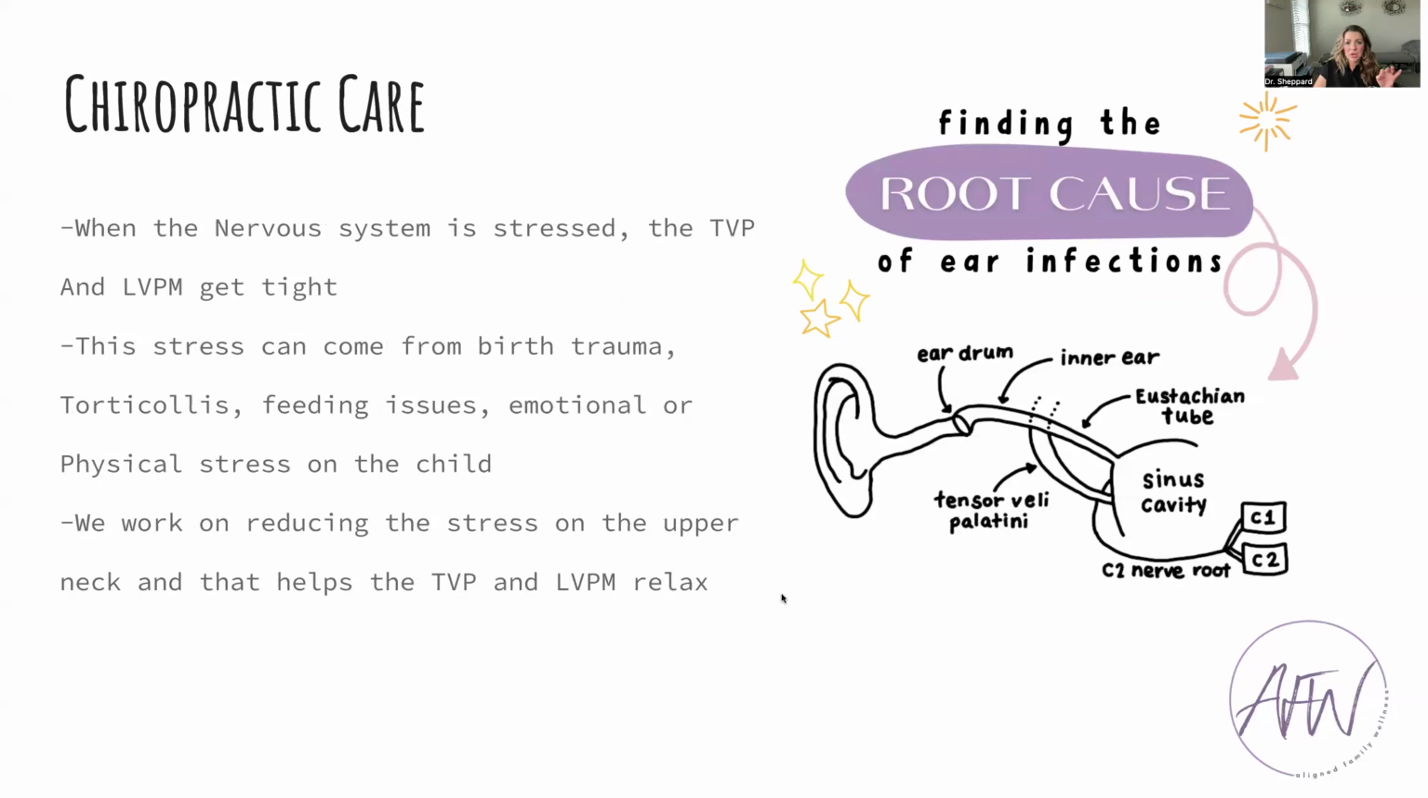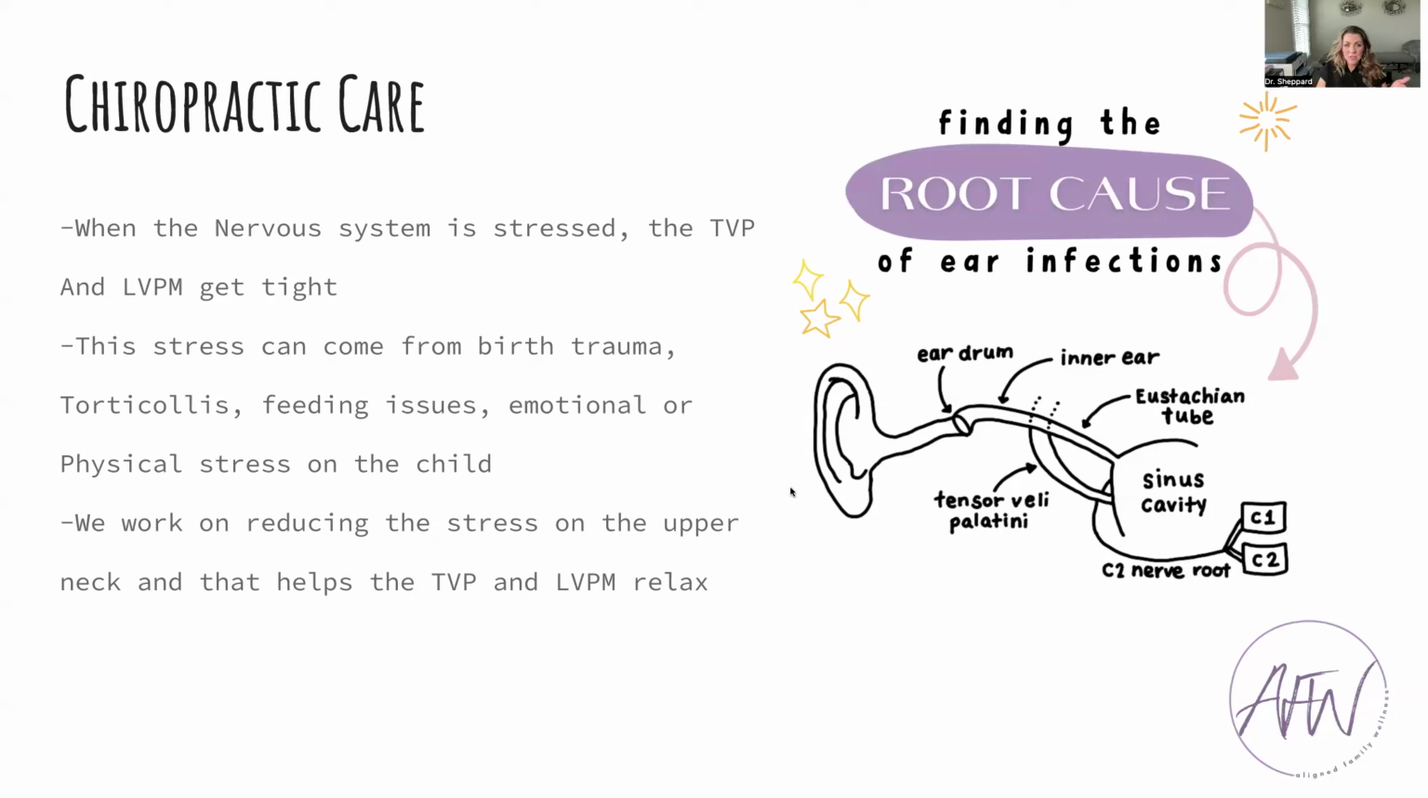So when the nervous system is stressed, those muscles, the TVP and the LVPM, get tight and they push on that eustachian tube. And so that doesn't allow that eustachian tube to drain. A lot of times kids can have issues in their upper neck because of birth trauma, torticollis, which is like the head posture in babies where they can't really turn their head. That's going to really cause some drainage issues in that side of the neck. Kiddos with feeding issues, tongue ties, lip ties tend to have a lot of ear infections because they can't swallow correctly and clear that eustachian tube.